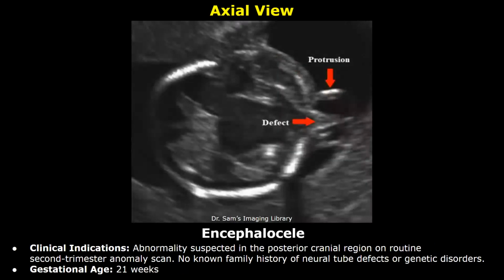This is a report for Encephalocele. Clinical indications: abnormality suspected in the posterior cranial region on routine second trimester anomaly scan. No known family history of neural tube defects or genetic disorders. Gestational age 21 weeks.